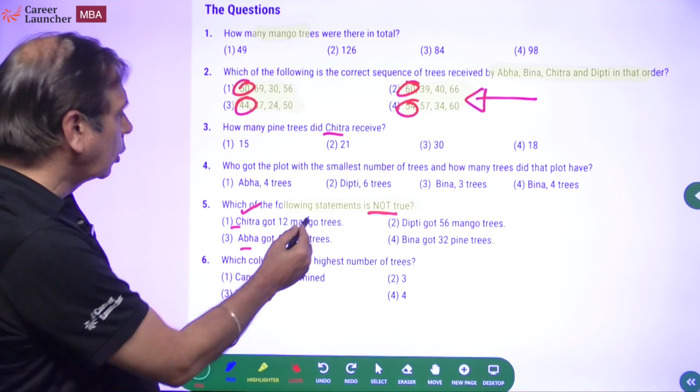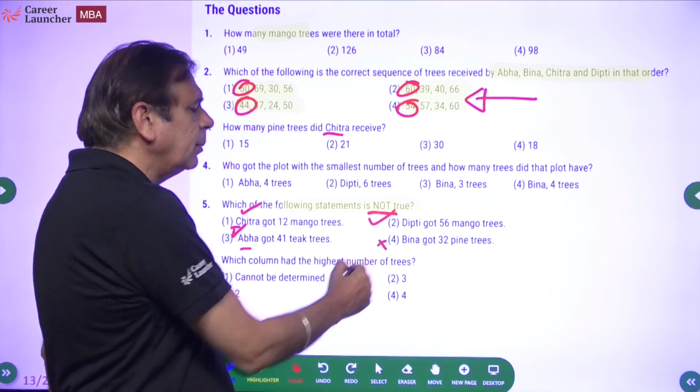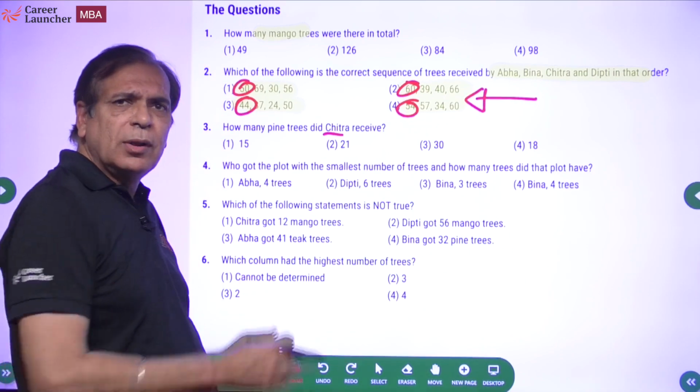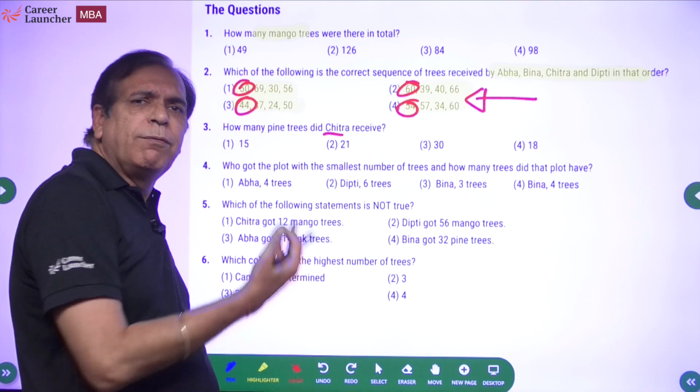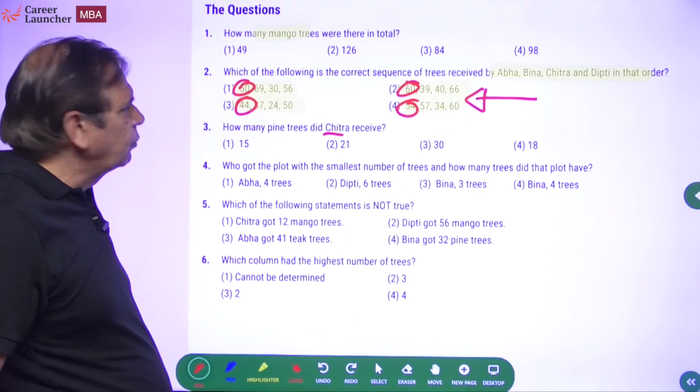Supposing you find this is right, okay, it's not true. Supposing you find this is right, and this is right. That means this will be wrong. So if you are able to eliminate choices as you go along, you will be able to fill up the table also and come to the answers faster. And which column had the highest number of trees.